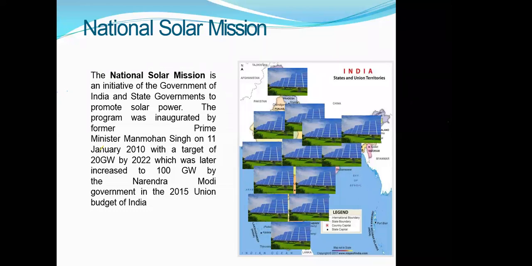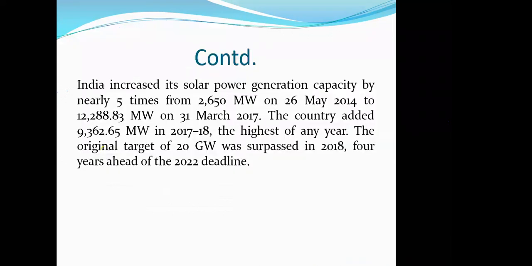This is from solar only, not from all the renewable resources. And you would be pleased to know that the target which we had set for 20 gigawatt, we have achieved 4 years before. We had set the 2022 deadline, which was achieved much before that. 4 years previously, we achieved this target. Now we have a new target, which is 100 gigawatt.